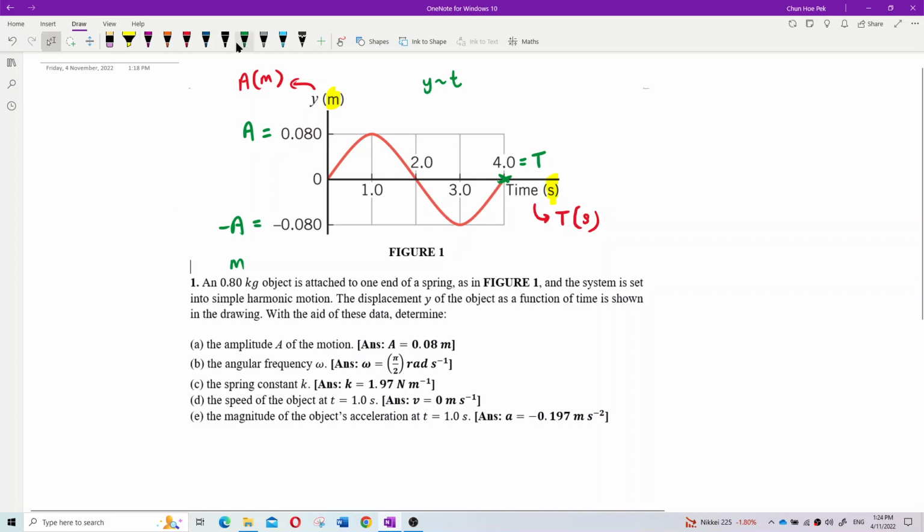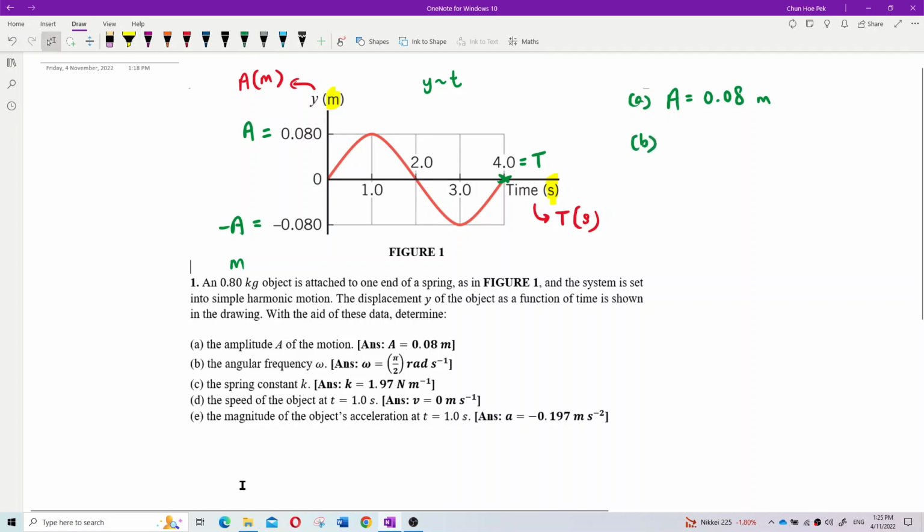So now let's do the question. Question A, very easy. A is equal to 0.08 meter. As I said, the unit follows the y displacement, so it is meter for amplitude. So the answer is correct.